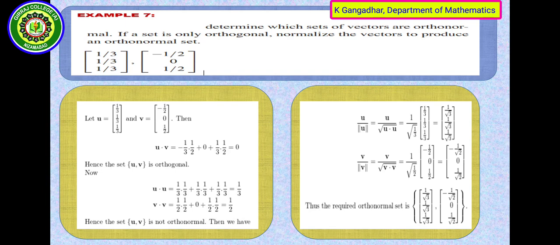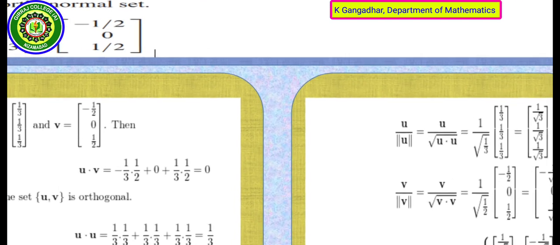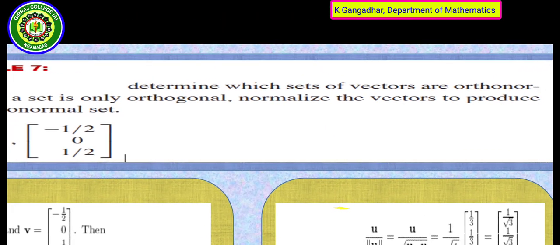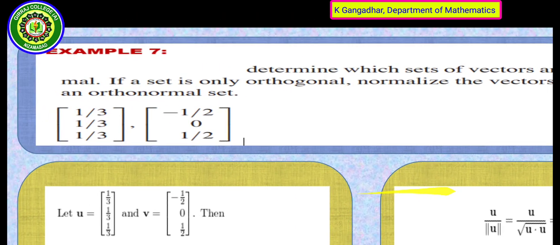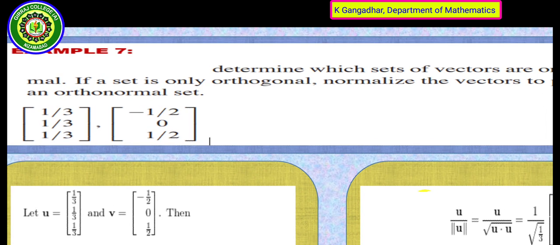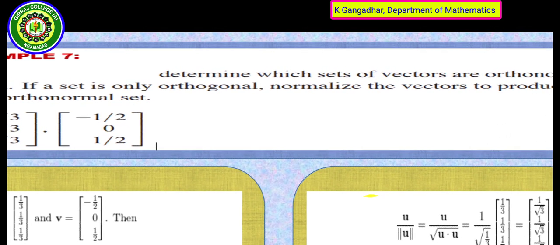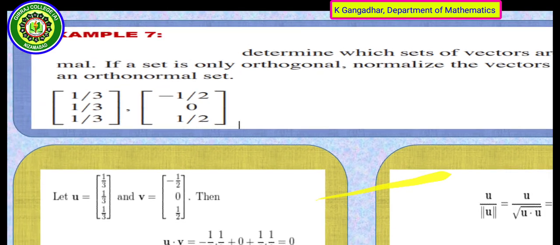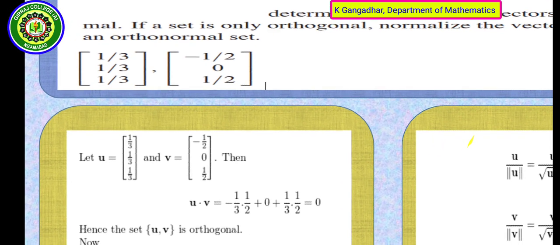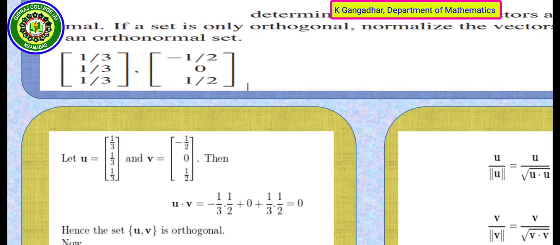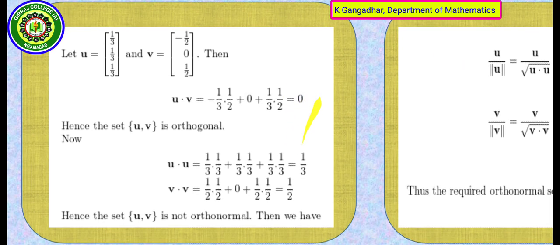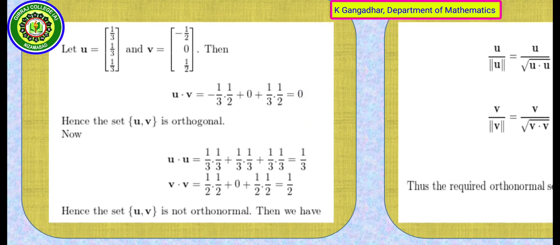Next problem. Determine which sets of vectors are orthonormal. If a set is only orthogonal, normalize the vectors to produce an orthonormal set. So here two vectors are given: 1 by 3, 1 by 3, 1 by 3 and minus 1 by 2, 0, 1 by 2. First we verify whether the given two vectors are orthogonal or not.